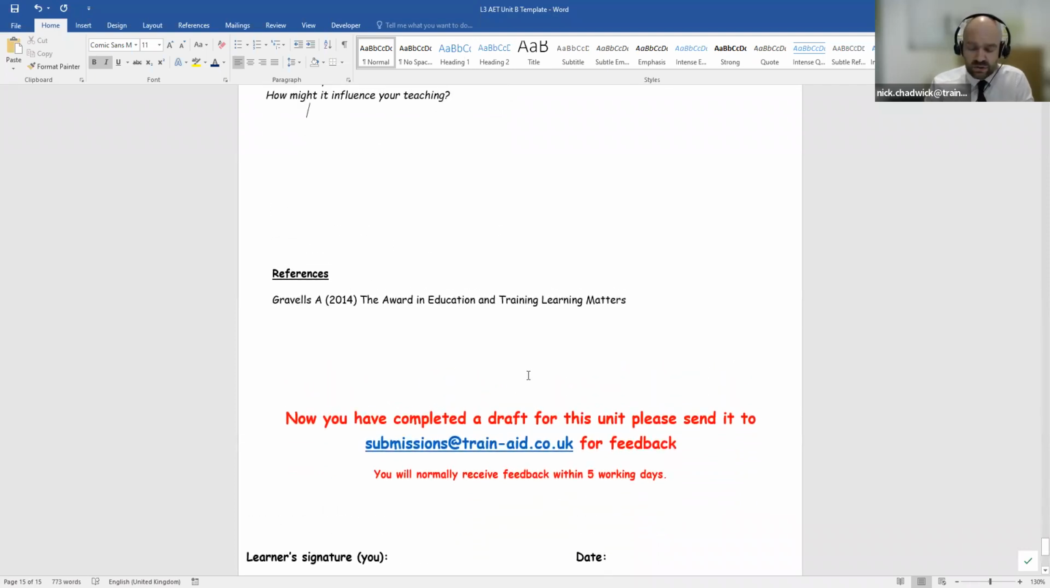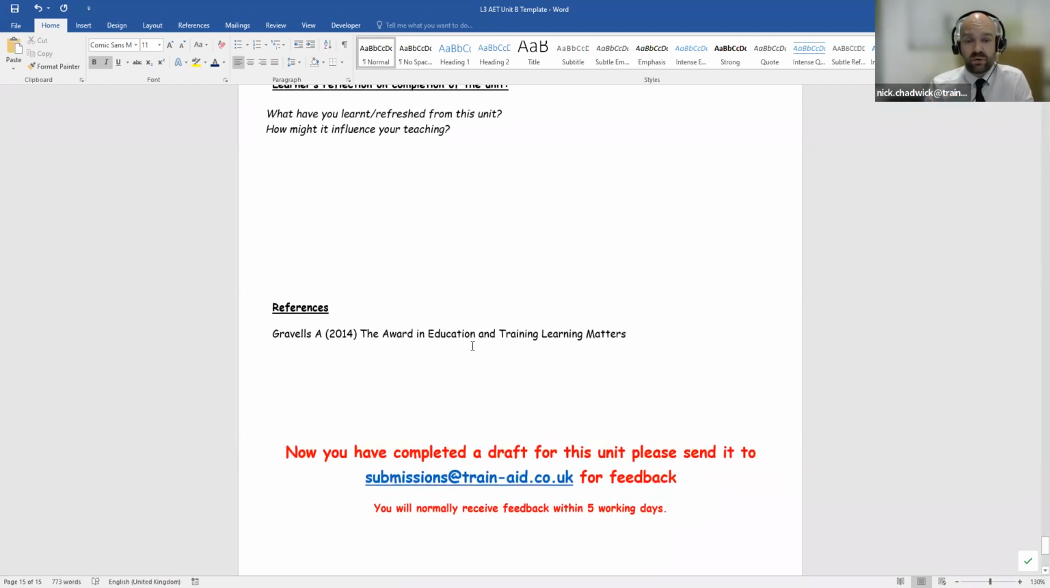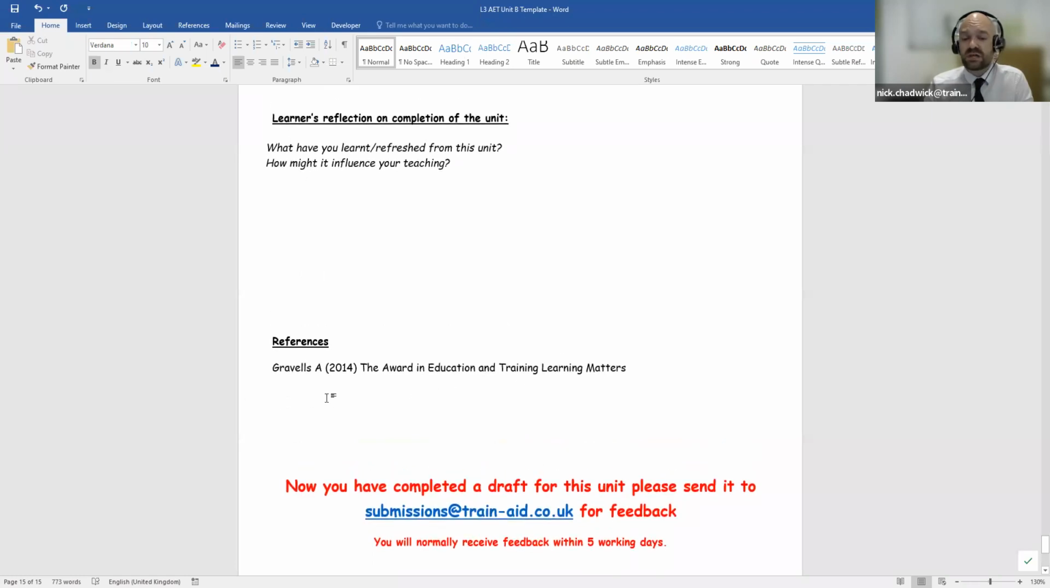The textbook, okay, we of course used the Anne Gravells textbook here. The reference is already put in for you. But if you've used any other textbook or website, please do add that to our list as well, and do use the Harvard reference system there.